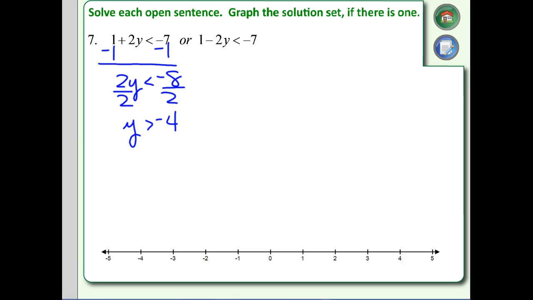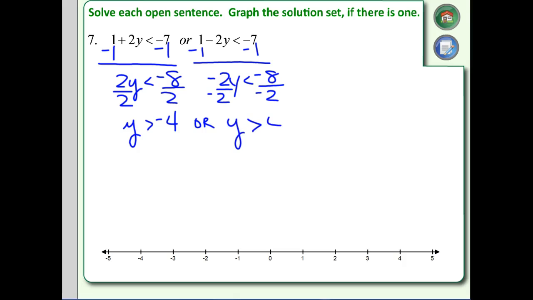Okay, so we've got y is greater than negative 4 or. Now we're going to go up here and do the second one. We're going to subtract 1, and we've got negative 2y is less than negative 8. We're going to divide by negative 2. Did you hear me say negative 2? That means we're going to have to flip the inequality sign and get 4. Now we just need to graph those two inequalities on the same number line.